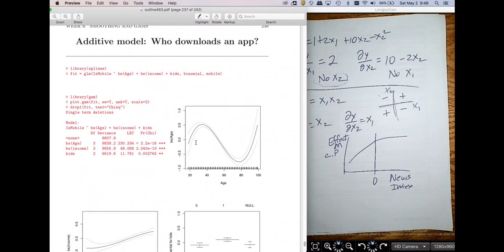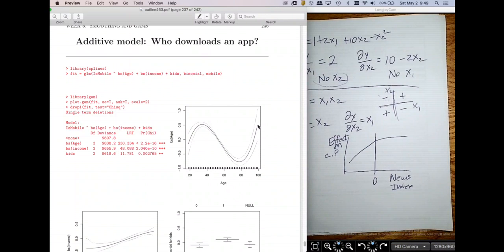Now, the third plot was the age effect. And the age effect is, at first I had a hard time believing it. The age effect says, as you get older, you're more likely to download the app until you're about 40-ish. And then the likelihood that you download the app goes down until you're about 80. And then when you're 80 years old, the likelihood of you downloading the app increases again. And so we thought, well, how could that possibly be?